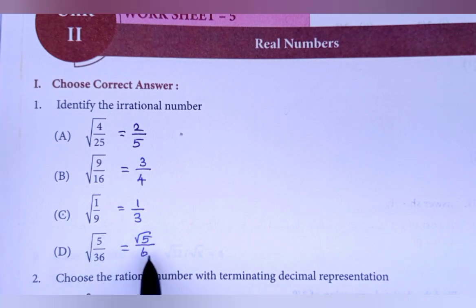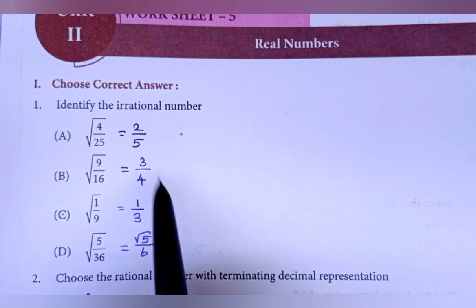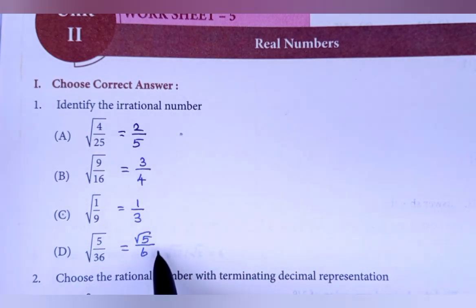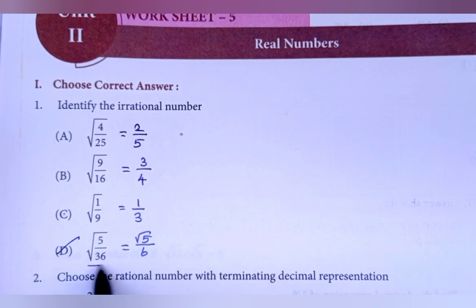It is root 5 by 36. For 36 it is 6. These three are rational numbers. This alone is an irrational number. So D option is the right answer.